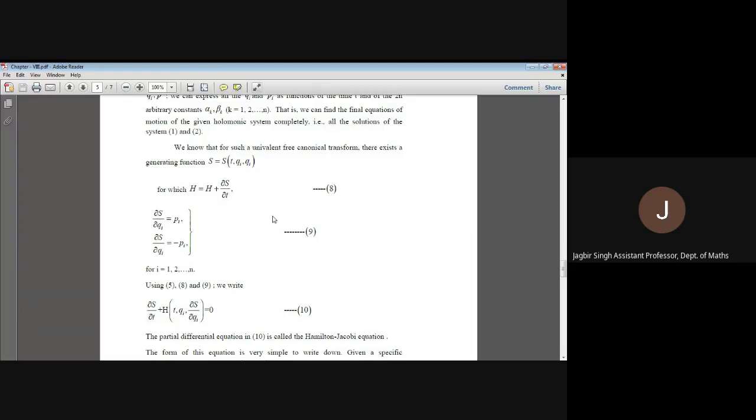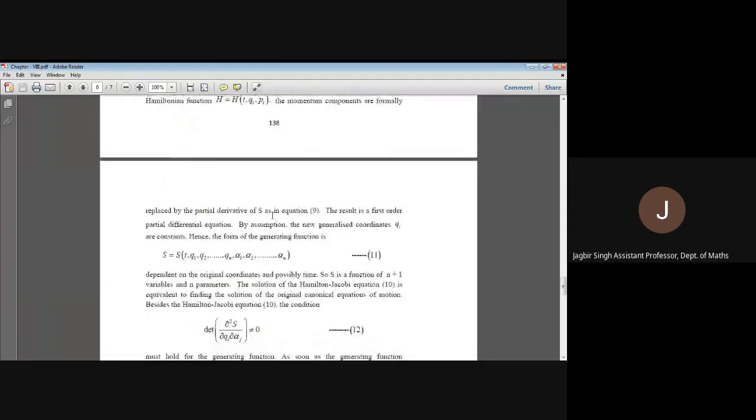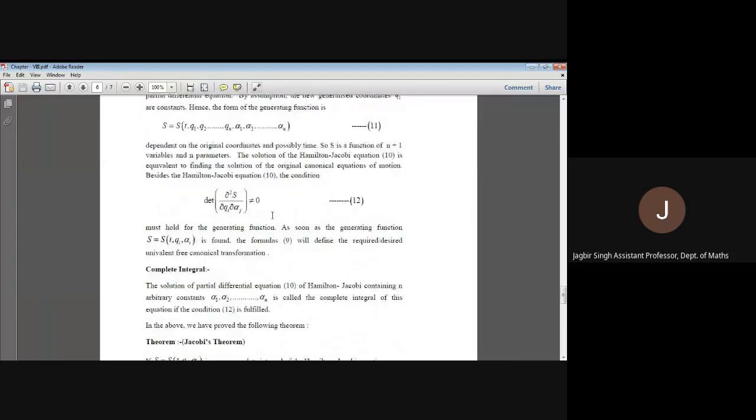So equation number 8 will be written like ∂S/∂t plus H. H is a function of t, qi and pi. So pi is replaced. So H is a function of t, qi, ∂S/∂qi, equal to 0. And now this equation 10 is known as the Hamilton-Jacobi equation. Okay. Here it is assumed that the Hessian should be non-zero because we are going to find out the expressions. So using the Jacobians and Hessians, we obtain all the possible expressions.